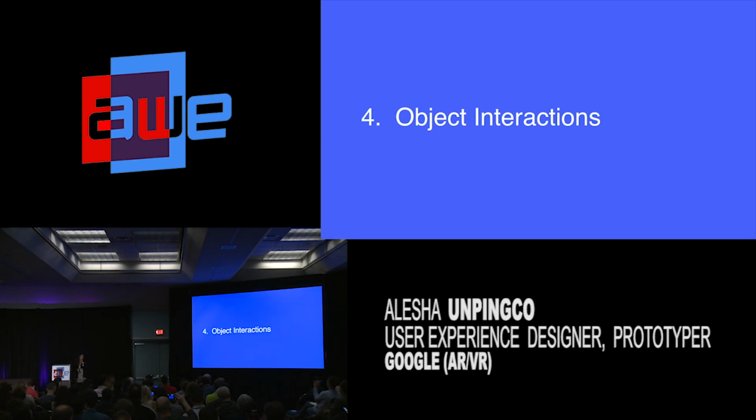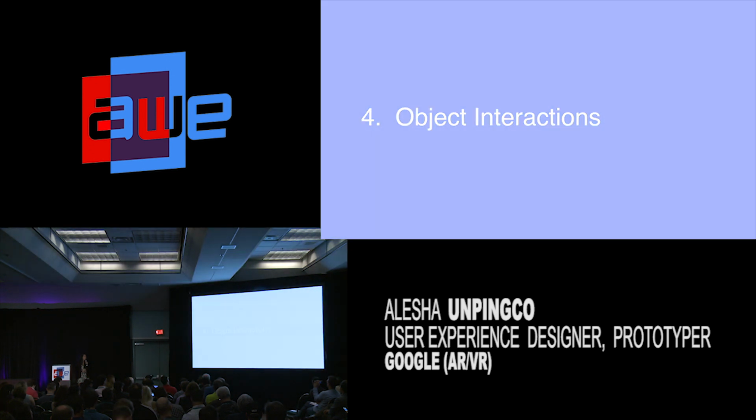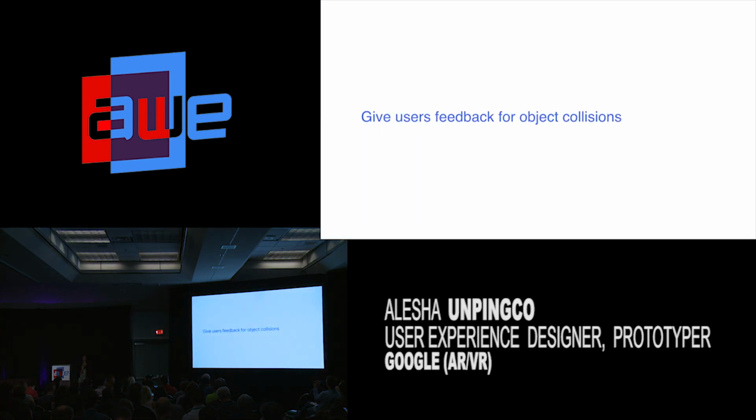And now that we understand how to place objects, we can start talking about the interactions when it comes to them. One of the things that's really important for AR is communicating to users whether or not collisions with objects is an intended behavior or something that's not really encouraged for the purposes of your app.